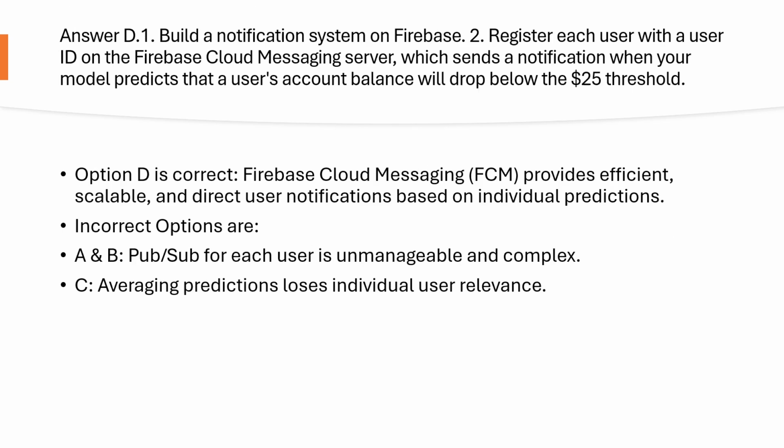The correct answer is D. Firebase, specifically Firebase Cloud Messaging, FCM, is the ideal solution. It scales for millions of users and allows direct personalized notifications. Here's why the others miss the mark. Options A and B, using individual Pub/Sub topics, create unmanageable complexity. Option C's average-based notification doesn't meet the requirement for individual alerts. Firebase is the best option for mass notifications. Essentially, Firebase provides the necessary scalability and targeted messaging.